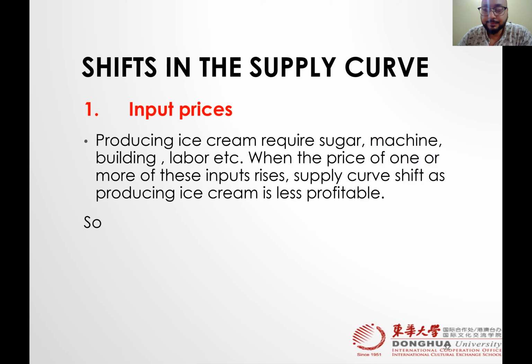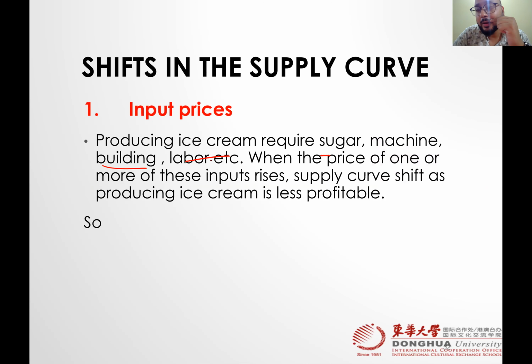Input prices. Producing ice cream requires sugar, machine, building, labor. These are all called input prices. If the rent increases, your cost of production increases. If sugar price increases, the ice cream becomes more expensive to produce. If machine maintenance or machine rent increases, the cost of ice cream increases, right? So when the cost of ice cream increases, your profit decreases.